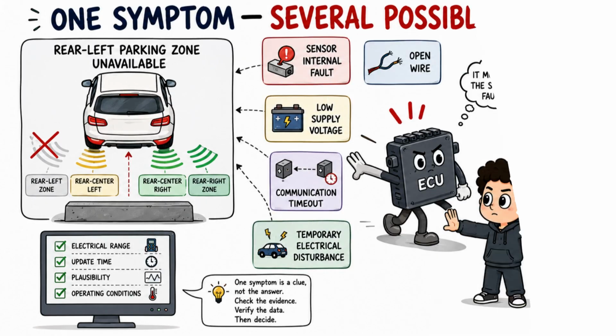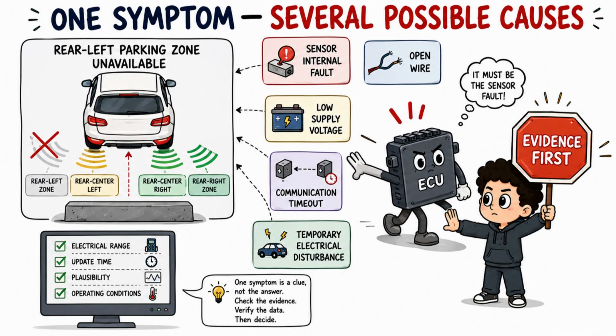Imagine that the rear left parking sensor stops providing believable information. The driver selects reverse, but one part of the parking assistance display no longer works correctly. The vehicle has a symptom. Somewhere in the system there may be a fault, but the electronic control unit cannot simply write "parking sensor broken" into memory after seeing one unusual value.